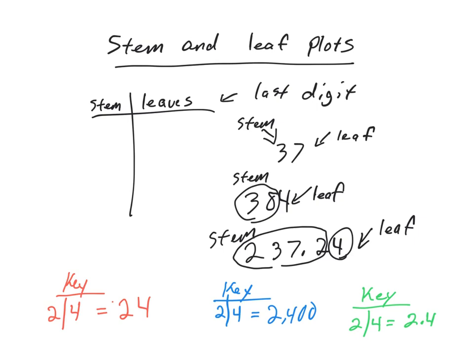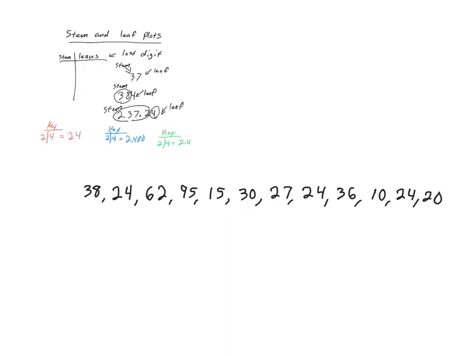So now that we have a basic setup of stems and leaves, stems being everything but the last digit and a leaf being the very last digit, let's actually take a second to look at a set of numbers we would use this with. So here's a data set. You see we've got a few numbers here. They're fairly unorganized. They're not in any kind of order. They're just kind of at random listed here.